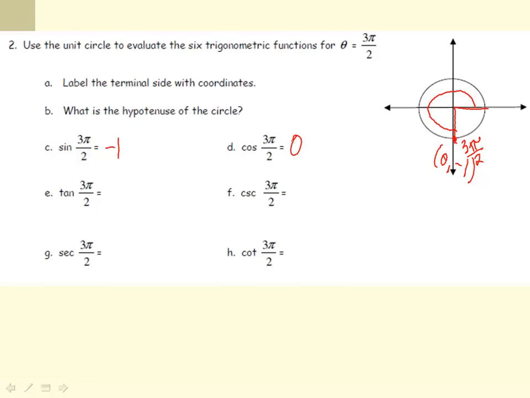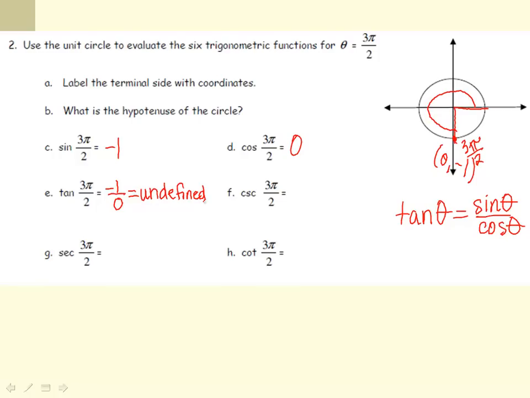The tangent, and this is something you should remember, is really the sine of that value divided by the cosine of that value. So we can still use this ordered pair to find the tangent. The sine is -1 over the cosine, which is 0, and since you can never have 0 on the bottom of a fraction, it's undefined.